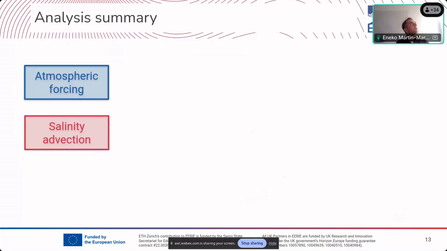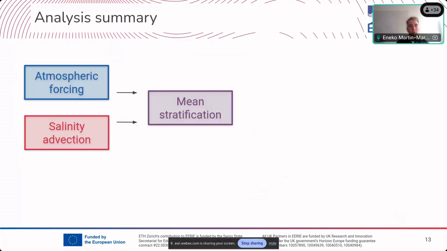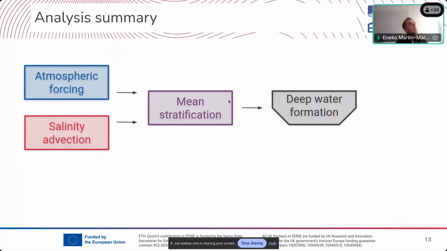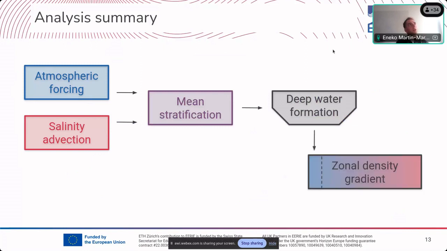So okay, we have some atmospheric forcing and salinity advection that could impact the subpolar gyre region, in particular the Labrador Sea, which is one of the regions where we have deep water mixing. These two factors force change in the mean stratification, which may provoke deep water formation or deep water mixing. This deep water mixing at the same time modifies the zonal density gradient, which could translate into a change in the AMOC, so variability of the AMOC.